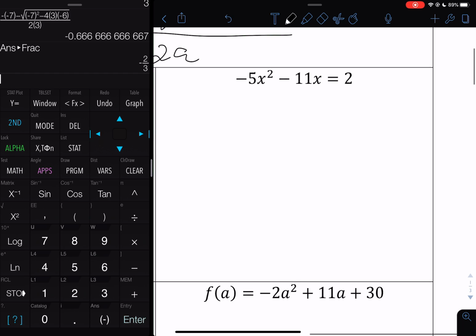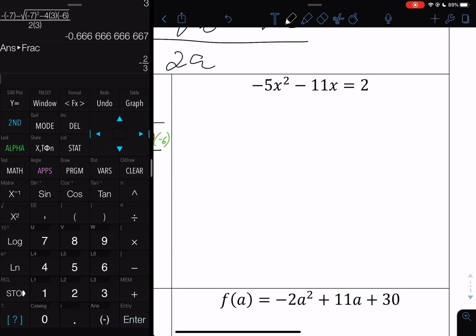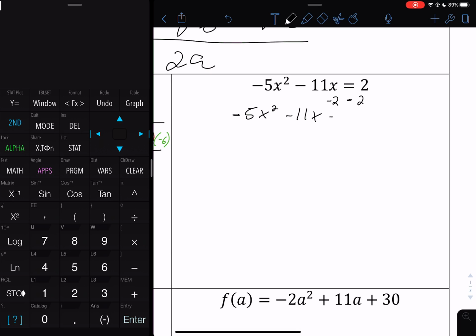Problem number 2. Remember that you need to know your a, your b, and your c. This is not in standard form. If you look, the 2 is on the other side of the equation, so you need to bring it to the left. So minus 2, minus 2, and my new expression is negative 5x squared minus 11x minus 2. Here are my a, my b, and my c. A equals negative 5. B equals negative 11. C equals negative 2.